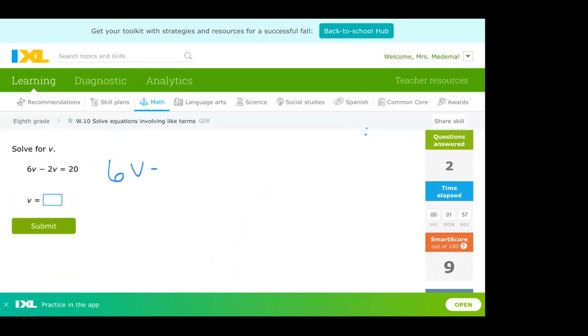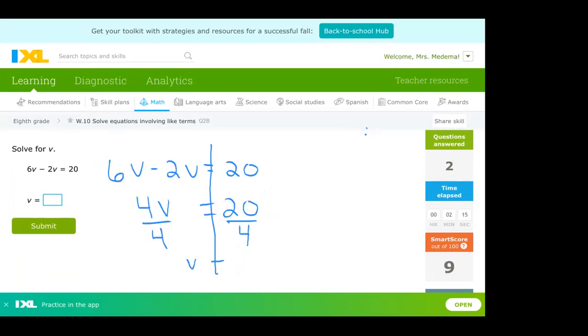6v minus 2v equals 20. All right, draw my fence. Combine 6v minus 2v. 6 minus 2 is 4v. Bring down what I haven't done yet. Divide 4 away. And what times 4 equals 20? Yes, you're right. It is 5. Okay. So plugging that in.